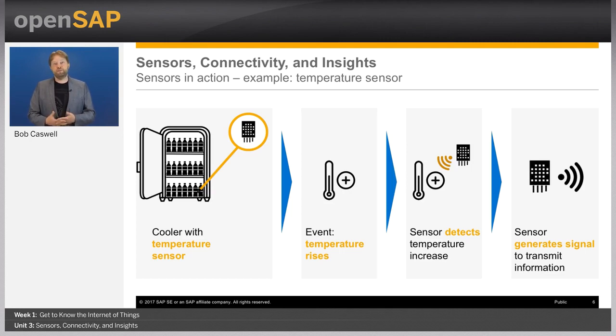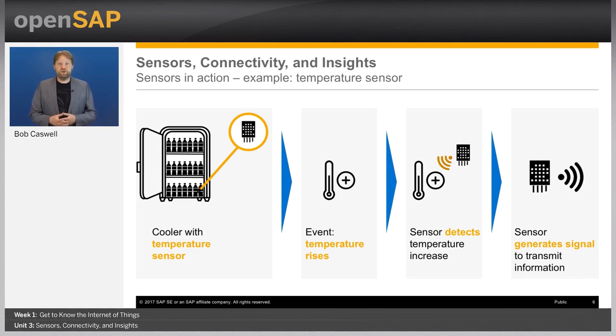To clarify the use of sensors, let's look at a practical example from everyday life. Imagine you own a smart refrigerator. This fridge is equipped with a temperature sensor, and the sensor surveys its environment to ensure that the desired temperature is constantly held. This is in order for the goods in the fridge to remain cold and fresh. If the temperature suddenly rises, the sensor detects the increase. As a result, it generates a signal to transmit this information. This signal could, for example, trigger an alert to induce a certain action.